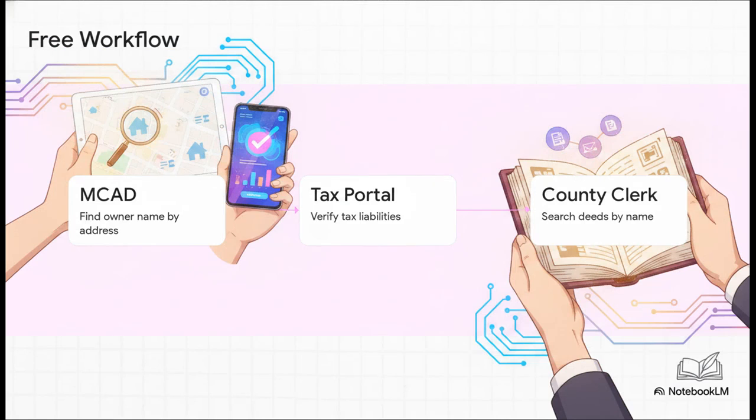Okay, let's wrap this up. Just remember this simple, repeatable sequence. Step 1. Start with the physical address at the appraisal district to get the property details and, most importantly, copy the owner's name. Step 2. Check the tax portal to verify what they owe. And Step 3. Take that exact owner's name to the county clerk's portal to find the legal deeds and liens. It is a simple, free, and incredibly powerful research loop.